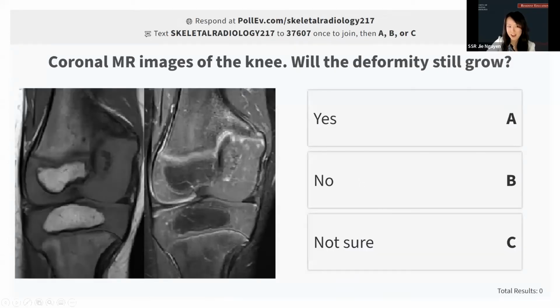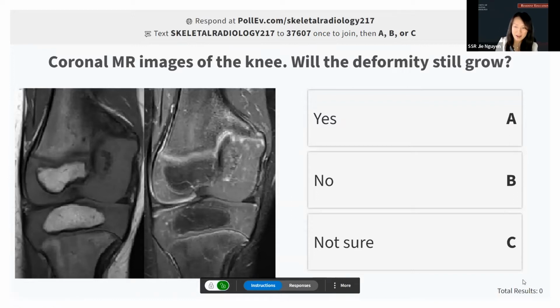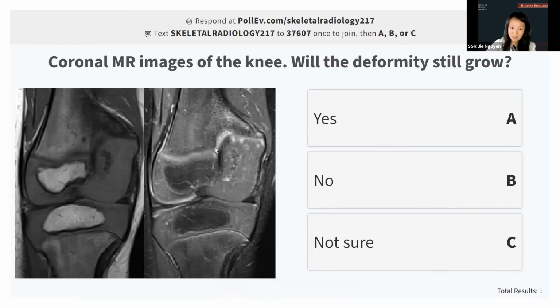So here's the MRI, and now I have a new question for you. These are coronal MR images of the knee. This deformity that we saw on radiograph, which you nicely identified, will this still grow? The kid is 2, right? He still has at least a decade to grow. Your choices are A, yes, B, no, and C, not sure.